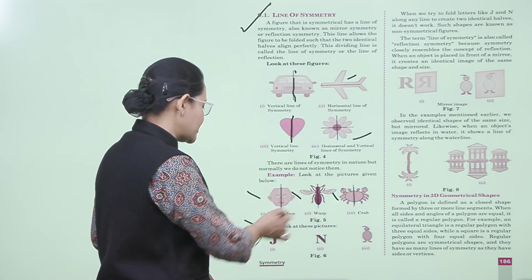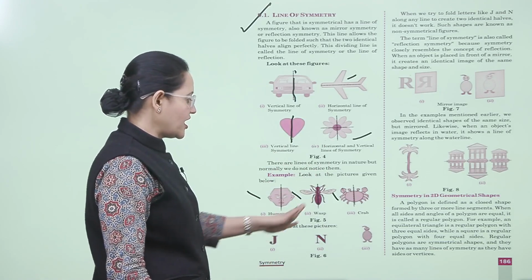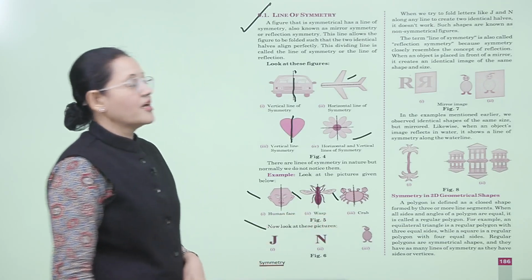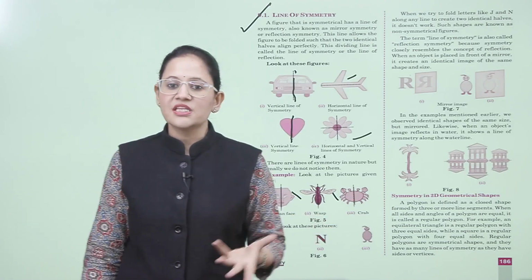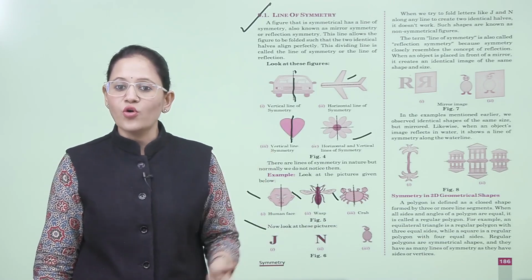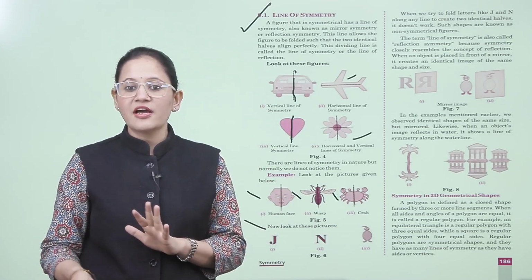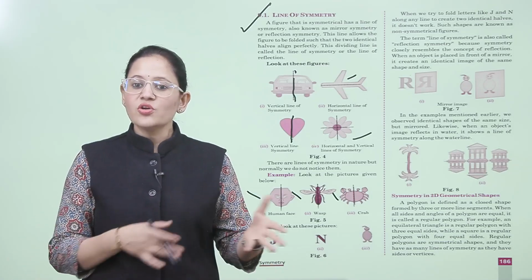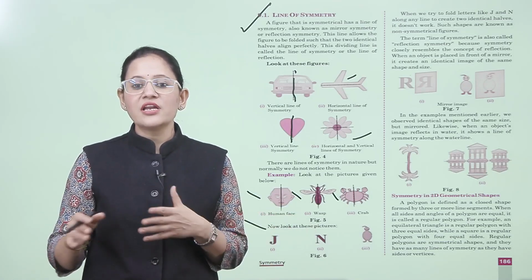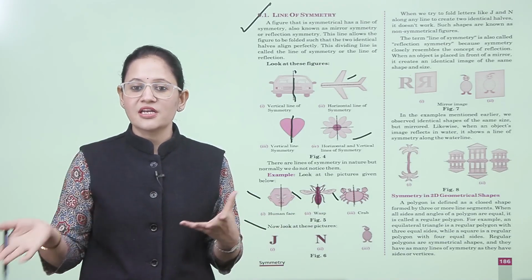Now look at these pictures, the alphabet J, N and this figure. When we try to fold letters like J, N along a line to create two identical halves, it does not work. So these figures have no line of symmetry, or they are non-symmetrical figures.